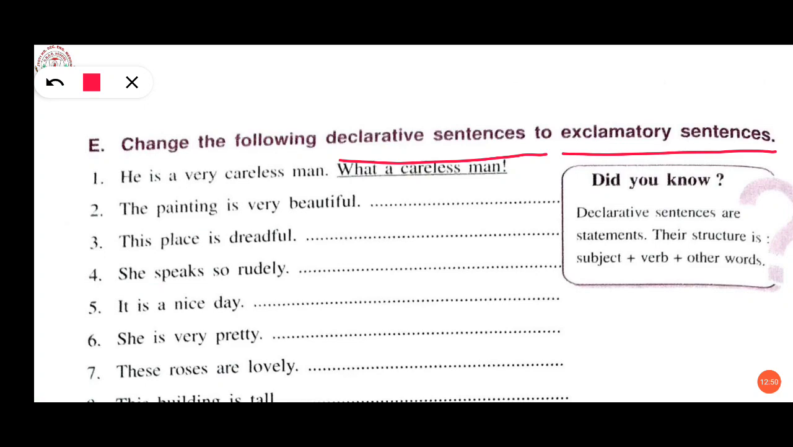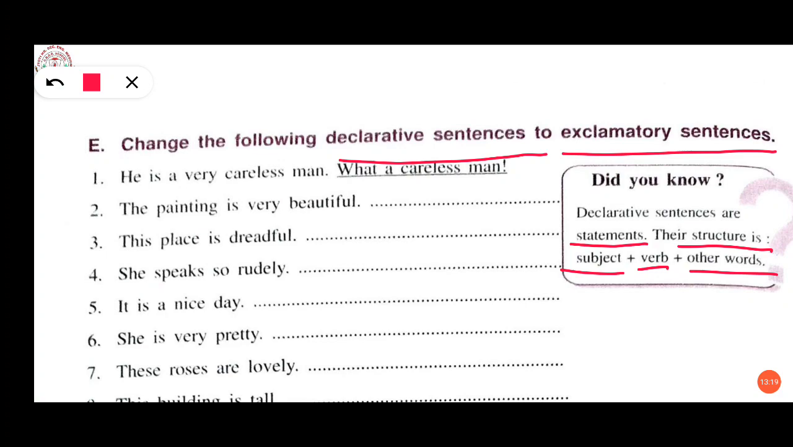And declarative sentences are what? Where you have to give us statements. Declarative sentences are statements. Here you can see these are statements. The rule of a declarative sentence is, first you will write a subject, then it will contain a verb and other words, whatever will be the words there.